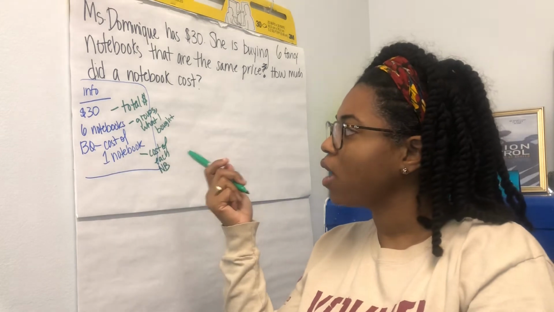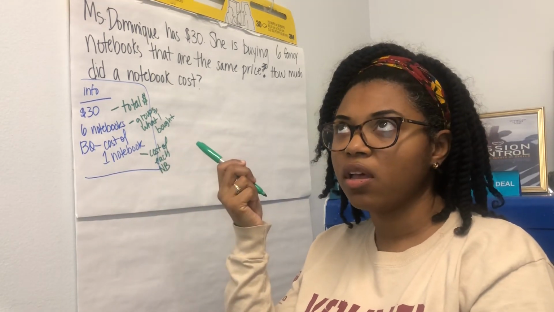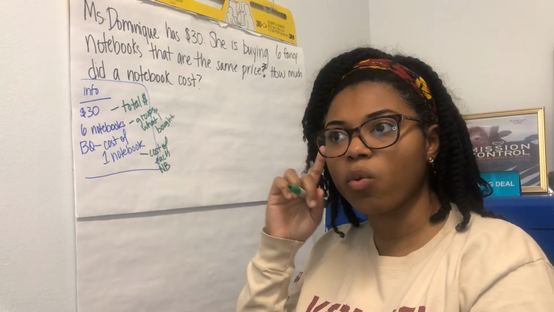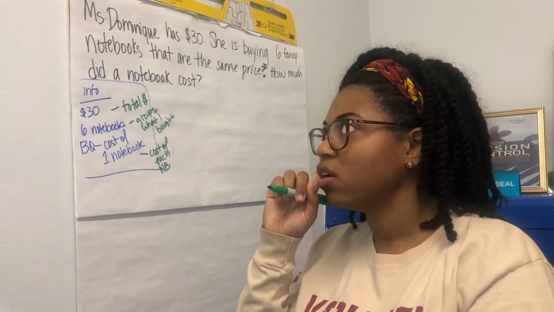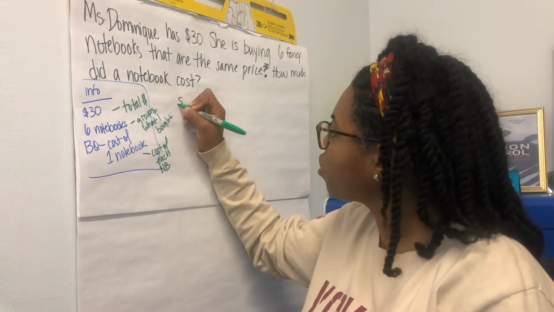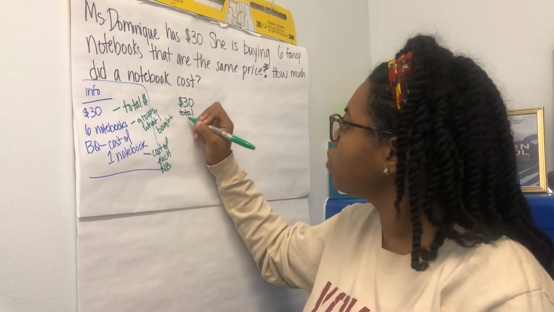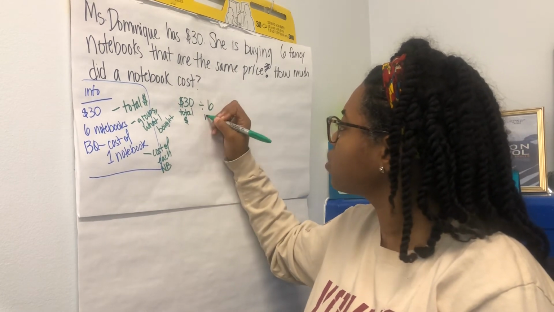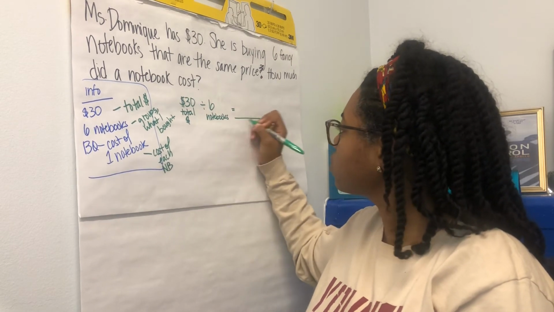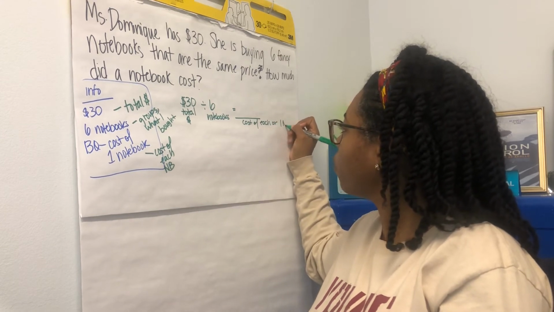So let me think. I need to find the cost of each notebook. I know the total and how many I bought. So I need to find the cost of one of them, and this is an equal group situation. So what operation matches that? Division matches that. So I could solve this by saying $30 total money divided by 6 notebooks equals the cost of each or one notebook.